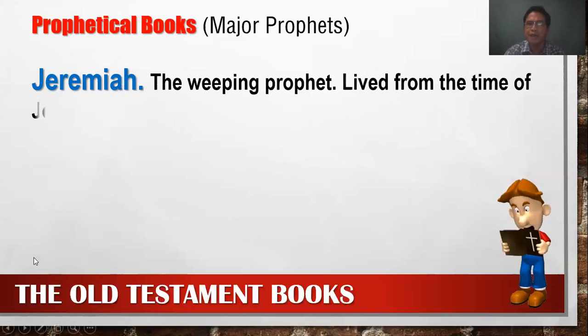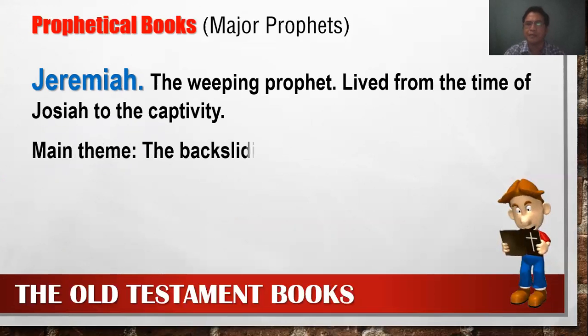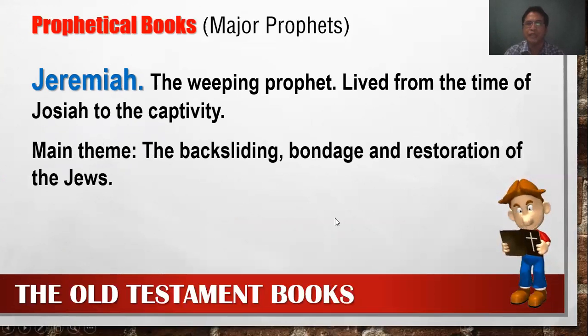The book of Jeremiah, the weeping prophet, lived from the time of Josiah to the captivity. So the main theme is about the backsliding, bondage, and restoration of the Jews.